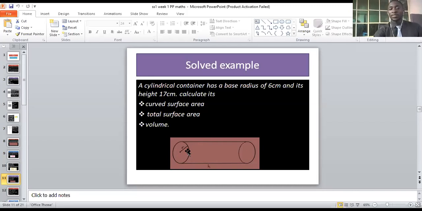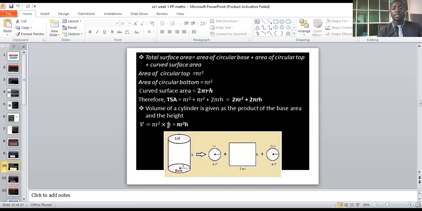And the volume is given as what? The product of the base area times the height. The circular base area is what? Pi r square times what? h. So that is what? Pi r square h. It is very easy.